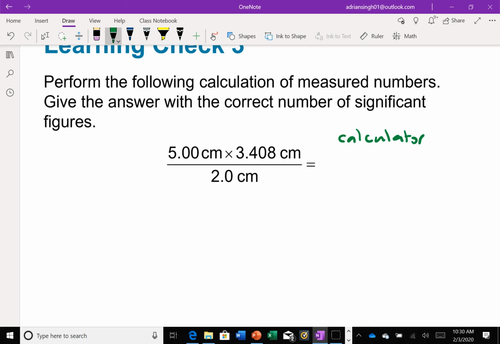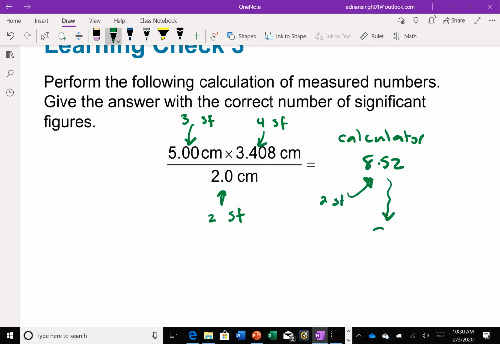What does your calculator give you? 8.52. 8.52? So we multiply it and we divide it, right? So the rule was the answer can only have as many sig figs as the number with the least number of sig figs. How many sig figs in 5.00? How many sig figs in this one? And how many sig figs are in 2.0? So then this here, you have to round it to 2 sig figs.